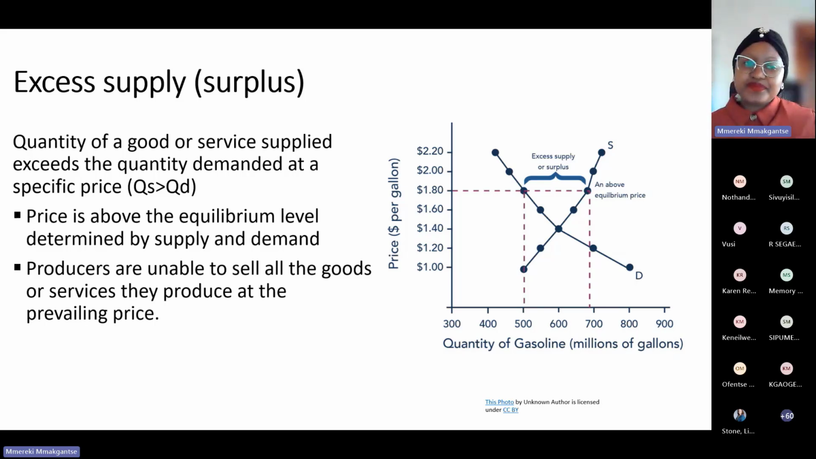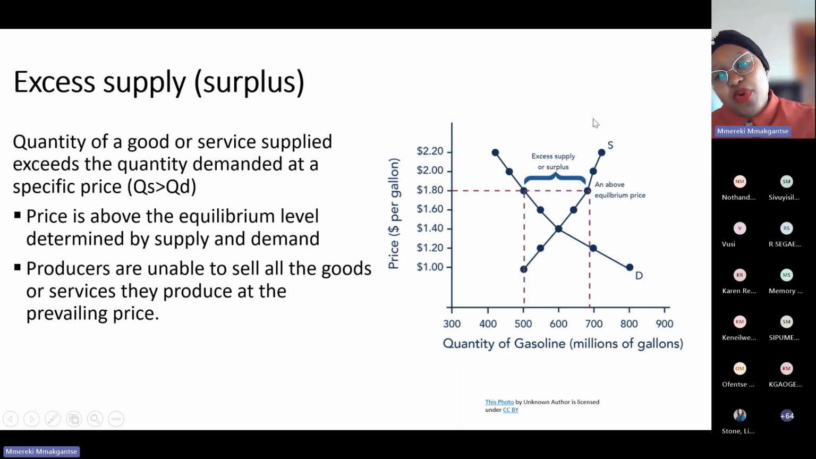Now, looking at our graph, excess supply is when the quantity that is supplied is above the equilibrium price. We see here when the price is 1.8 US dollars. We see here even the line. This right here is excess supply. Anything above the equilibrium price is excess supply. So the price is above the equilibrium level determined by supply and demand.